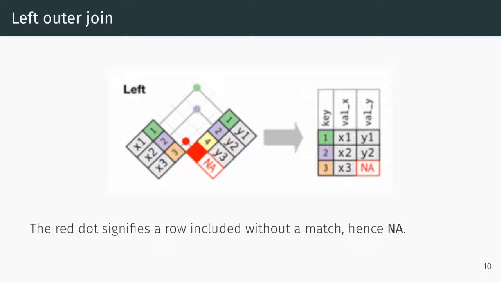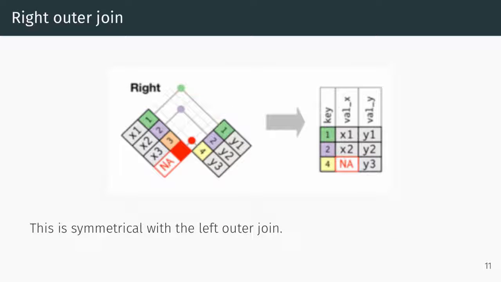Here's an example of a left outer join. So the red dot here signifies a row that's included without a match, hence NA. So the left outer join includes all of the records from the left table and all the matching records from the right table. So there was no matching record for x3, so we just have NA there. And a right outer join is simply the mirror image of the left outer join. So we include all of the right table and any matching rows from the left table, and we just get NA for y3.